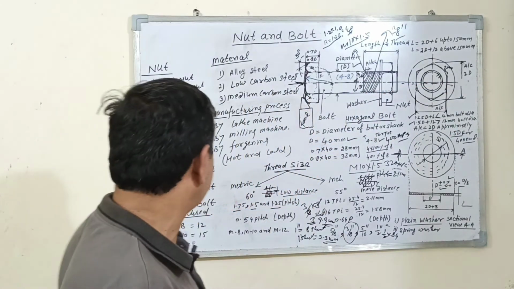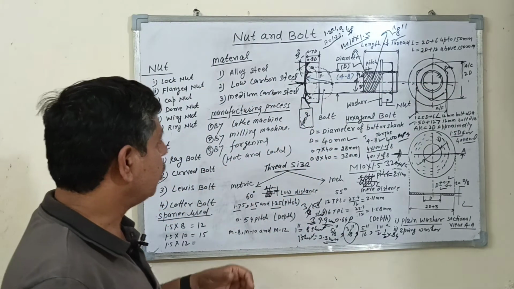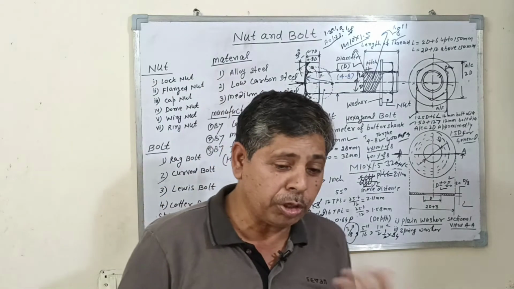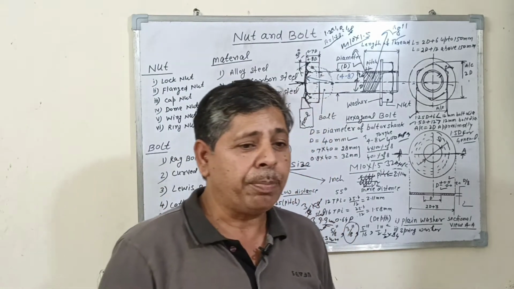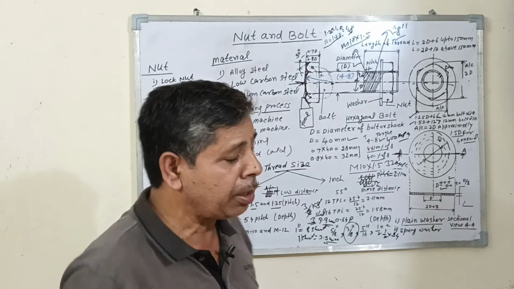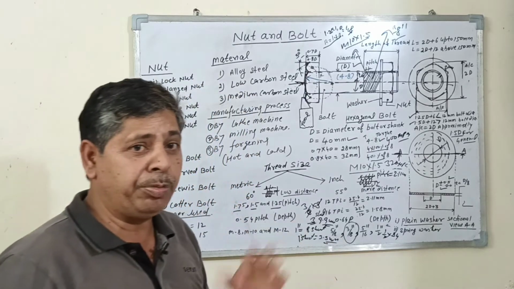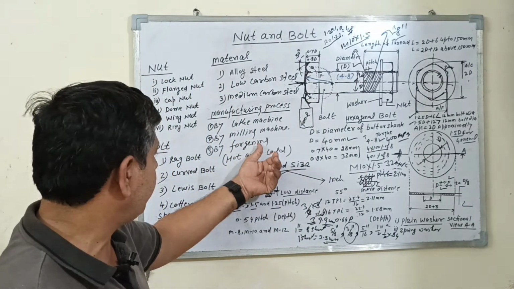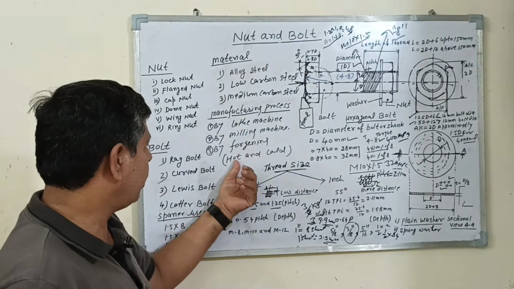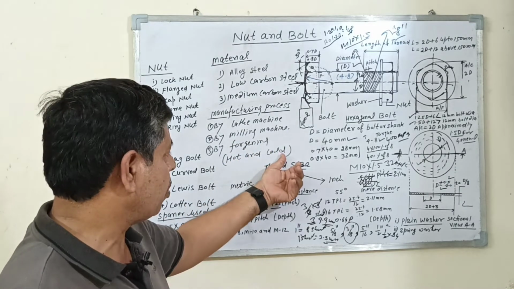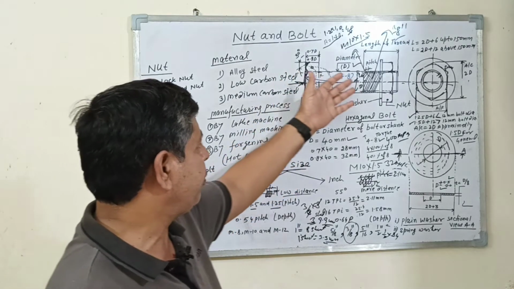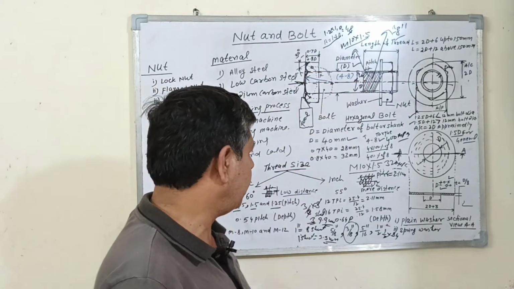The head is made with the help of a special type of jig and fixtures. Then there is forging. If you want to make nuts and bolts in mass production, then this type of process is used: forging. Hot forging and cold forging are used to manufacture this bolt and nut.